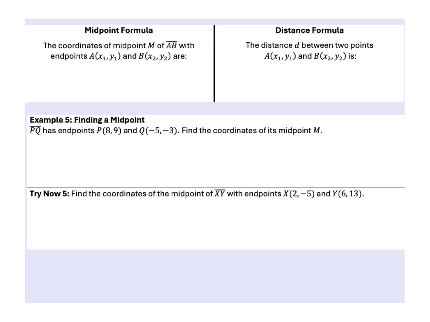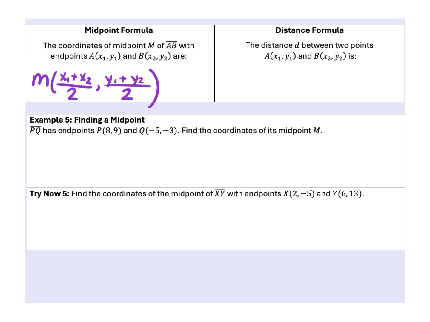So for the midpoint of a segment AB with endpoints A (x1, y1) and B (x2, y2), the formula for the midpoint M is x1 plus x2 divided by 2. That's the x coordinate of the midpoint. And then the y coordinate of the midpoint is y1 plus y2 divided by 2. So it's really just an average of the coordinates.